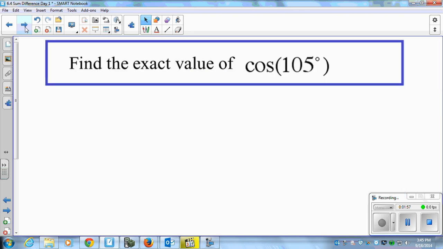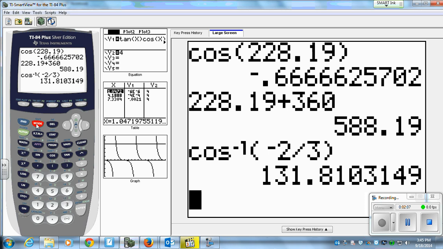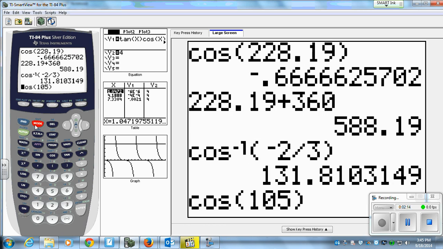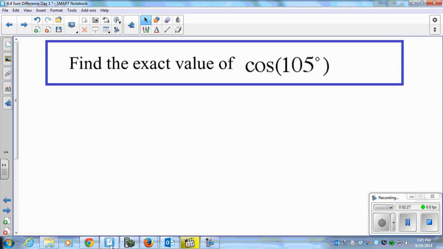So if I want to find the exact value of cosine of 105, yes, I can use my calculator and go to my home screen and say, all right, what is the cosine of 105? Make sure my mode is in degree, and then I hit enter, and I get negative 0.2588, an irrational number. It's not exact, but I can get that in my calculator. Well, to get my exact answer, I can go ahead and use my sum properties of cosine.